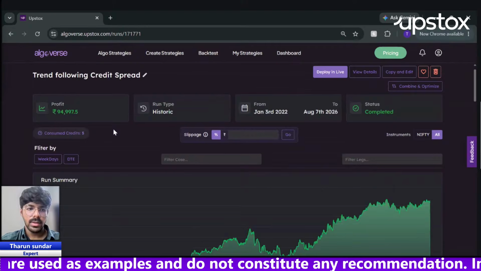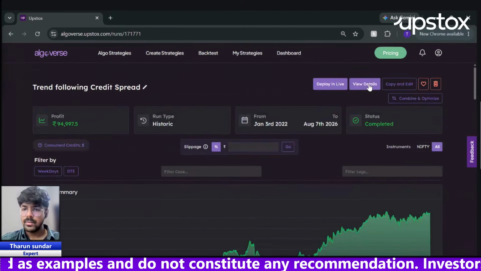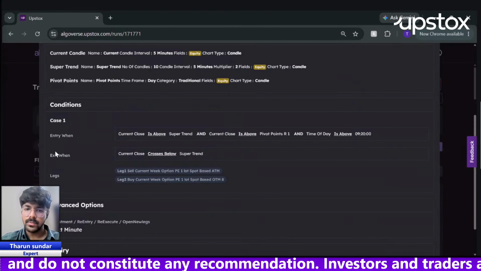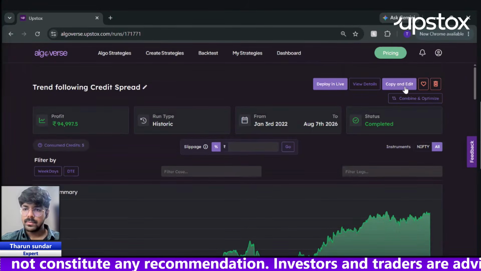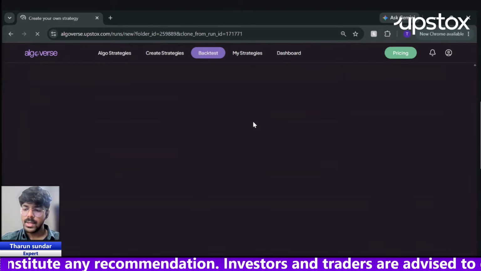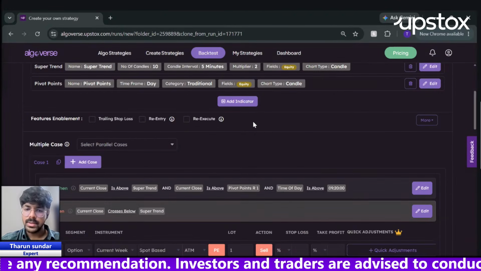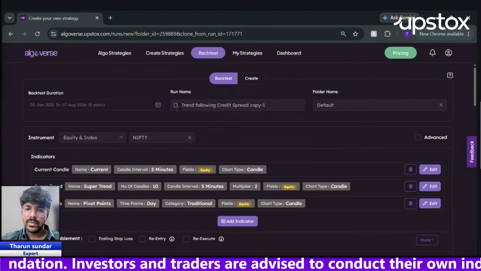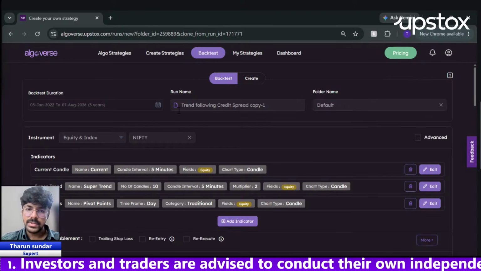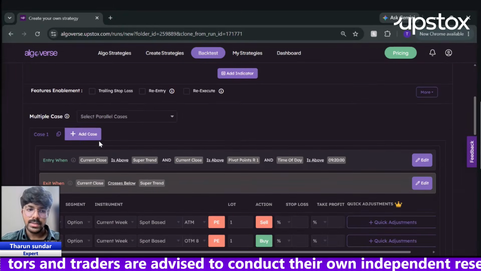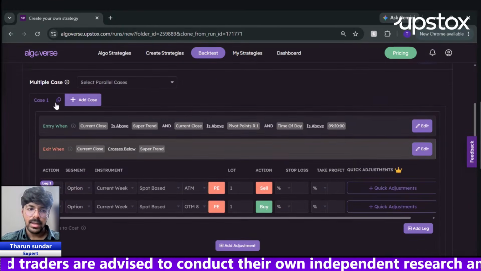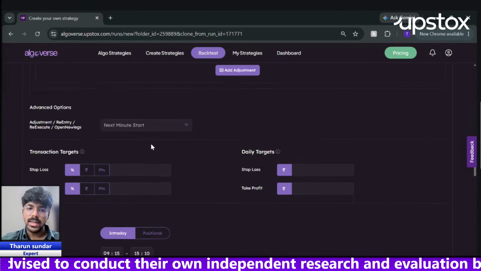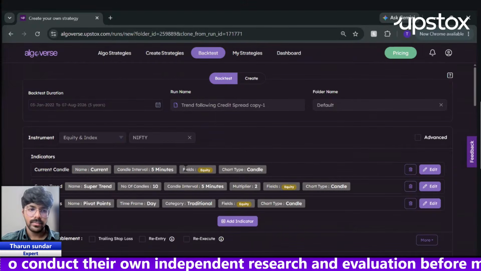So we have automated a credit spread. But have you noticed I've only given it for the bull trend? That is, when markets are bullish. What if I told you I can automate both bullish and bearish conditions inside one single strategy? So I've given this trend following credit spread, but I haven't specified which trend it is. The reason is I can add two different conditions, one bullish and one bearish, inside the same strategy.